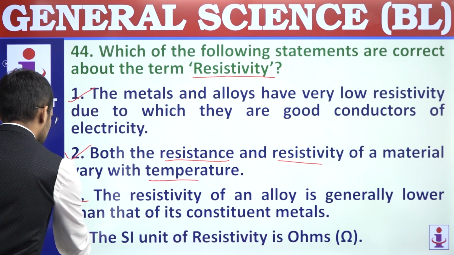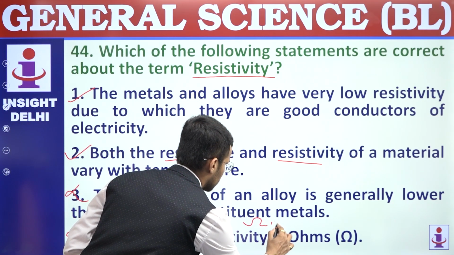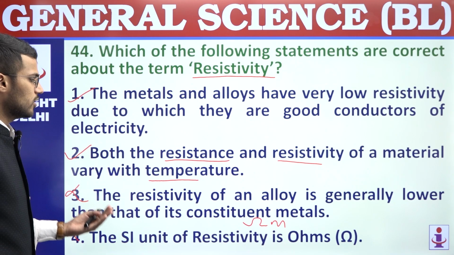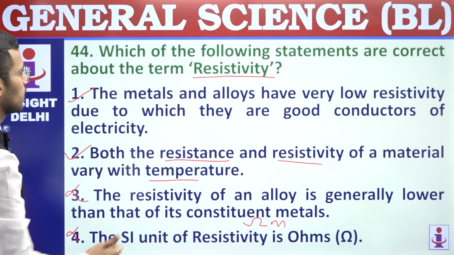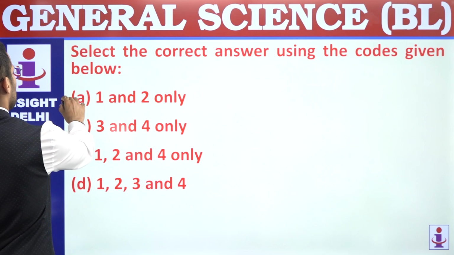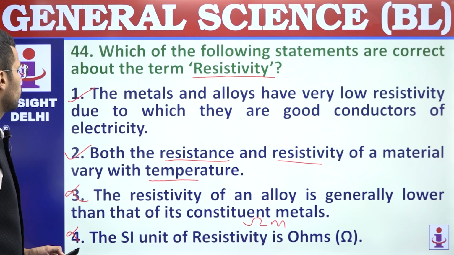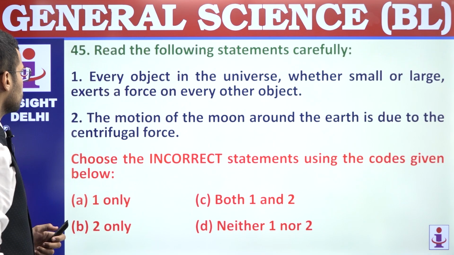Fourth, the SI unit of resistivity is ohms. This is again incorrect because SI unit of resistivity is ohm meter. It is not only ohms, it is ohm meter. So third and fourth statements are incorrect. We are supposed to find out correct statements only. So it is 1 and 2 mentioned in option A. So question number 44, answer is A, 1 and 2 only.